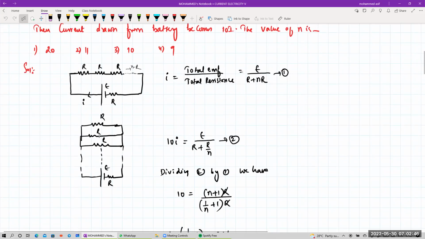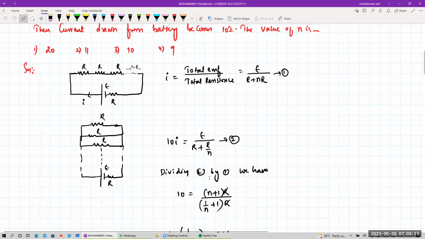Yes, sir. Now the parallel combination: R by n. So the current is 10I, which equals E divided by R plus R by n. That's it, right? In the parallel combination, with n number of resistances in parallel, I write the effective resistance as R/N. Yes, sir. The internal resistance of the battery is capital R. So this 10I is equal to E by capital R plus small r. Now divide both of them, beta. So divide the second equation by the first equation.